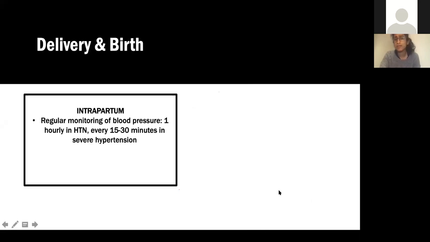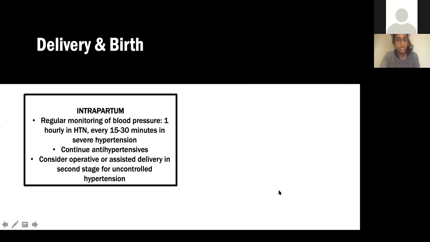And intrapartum, regular monitoring of blood pressure, continue antihypertensives. If they've got uncontrolled hypertension, that's one of the indications for forceps delivery, or just any kind of instrumental delivery, because you don't want these women with uncontrolled hypertension to have very prolonged second stages. That's just something to consider.